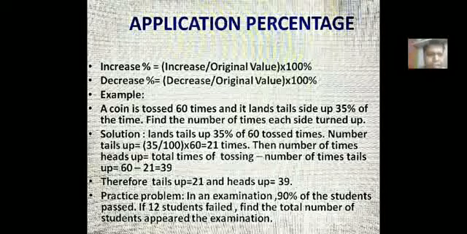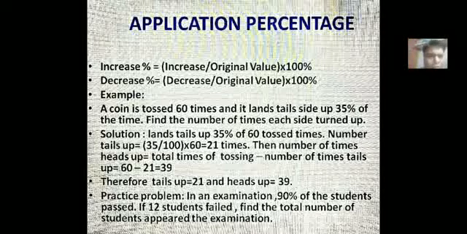Solution. It lands tails up 35% of 60 toss times. So the number of tails up is equal to 35 by 100 into 60, which is equal to 21 times. Means tails up lands 21 times. The number of times heads up: how to find? Total number of tosses minus number of times tails up. That is 60 minus 21, which is 39. Therefore, tails up 21 times and heads up 39 times. Clear?